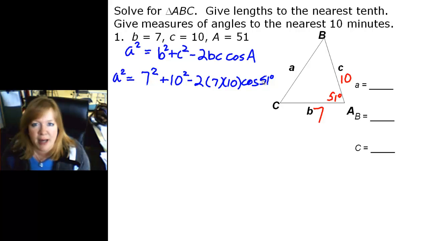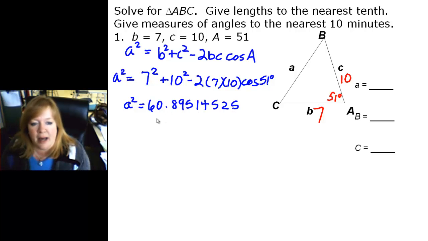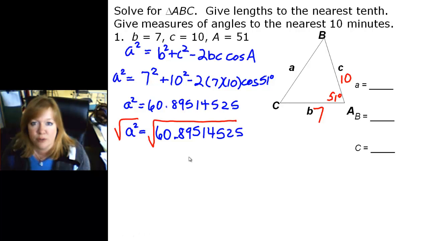When you do this all out, you crunch those numbers. I would go ahead and put them straight into the calculator. So we end up with a squared equaling 60 point something. I leave the whole big thing in that calculator and then just take the square root of both sides. Opposite of squaring is rooting. And if you do that, you get a is approximately 7.8. And we're very happy.